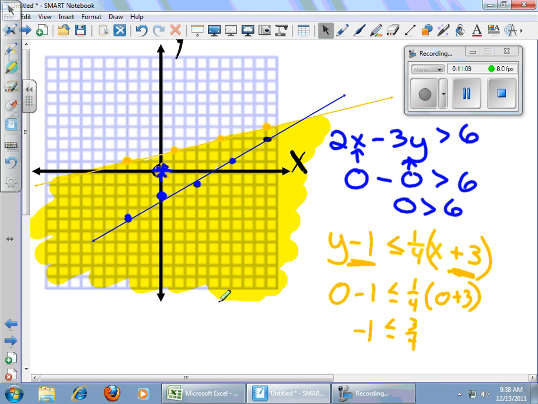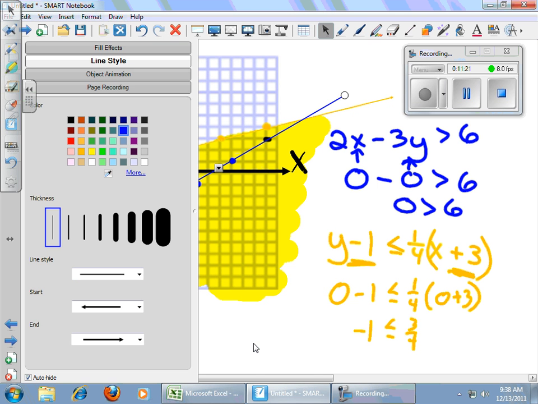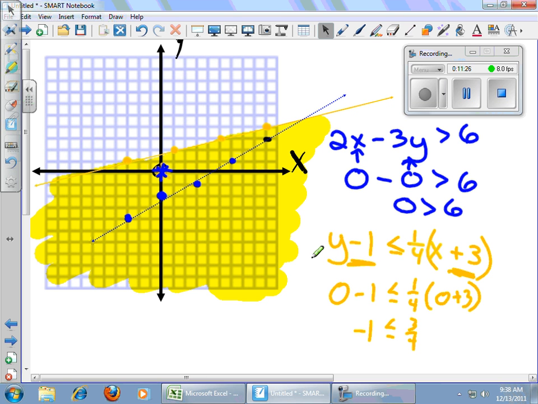I will not shade where the test point is. I will shade the other side. Oh, I have a small error, don't I? This line here needs to be a broken line, does it not? Yes, it needs to be a broken line. There we go. Okay, so now I'm ready to shade. I'll get my blue highlighter, and I'll begin to shade the other side of the line from the test point.